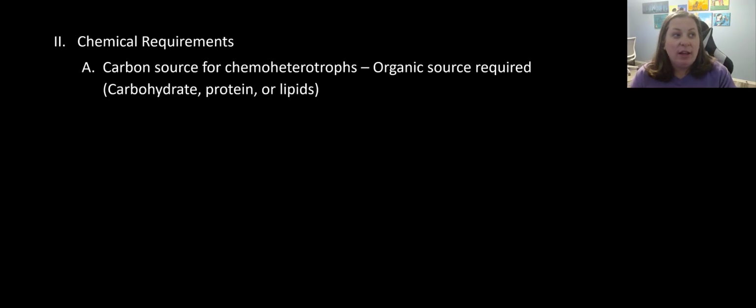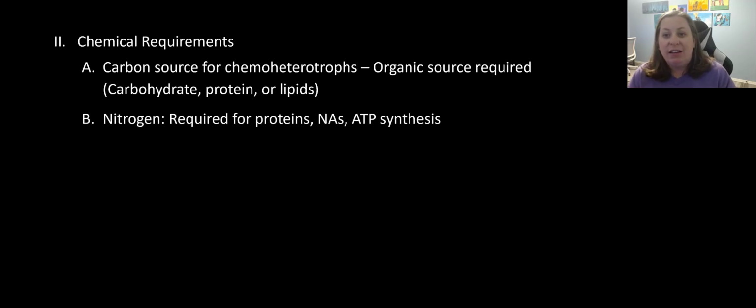Now we want to take a look at the actual chemical requirements. What kinds of chemicals are required in order to grow these microorganisms, especially in a lab setting, where we want to grow them under more controlled conditions? When we are growing any kind of microorganism, they need a carbon source. The carbon source for chemoheterotrophs is going to be some sort of organic source like carbohydrates, proteins, or lipids like fats. They have to have access to some sort of organic macromolecule.